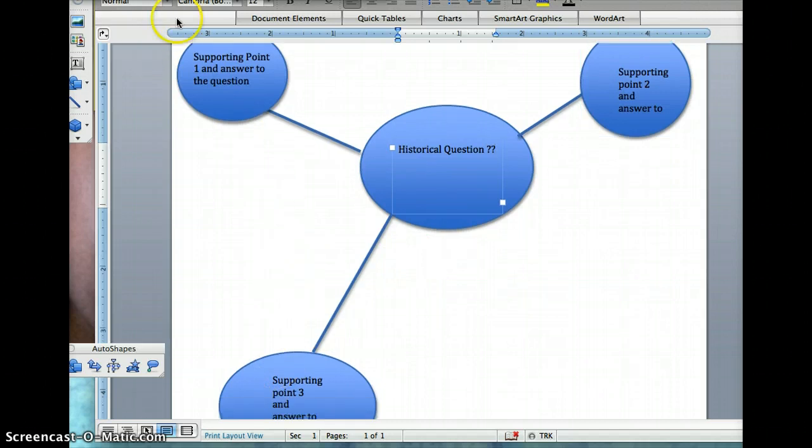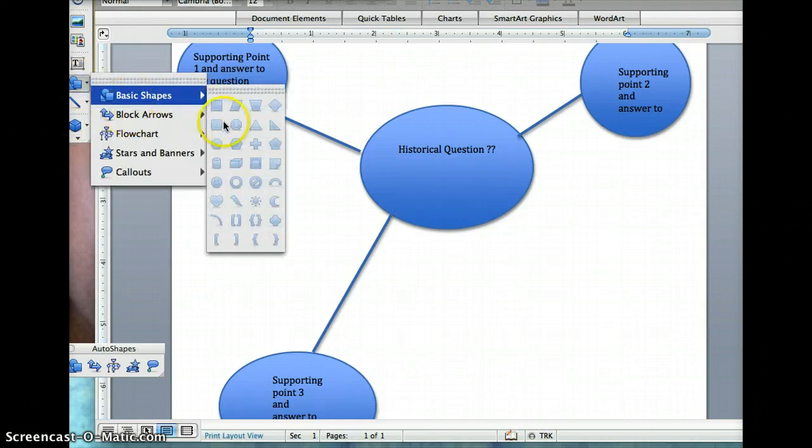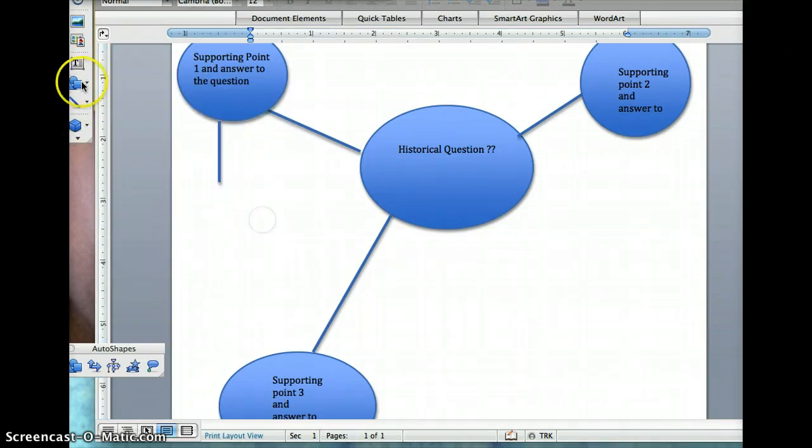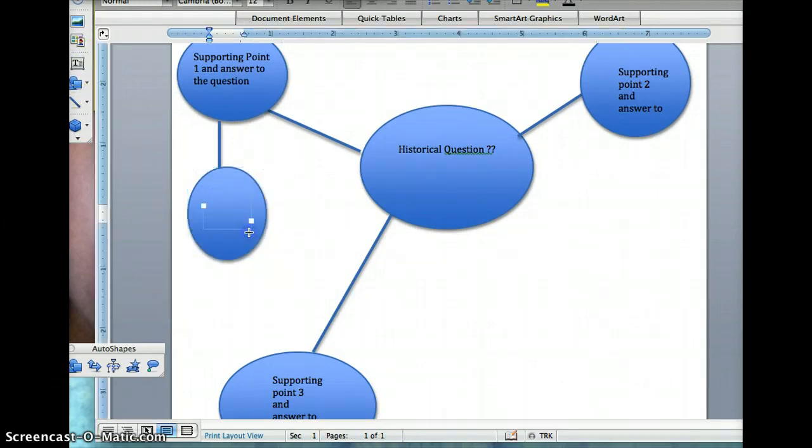And then you would take your handy dandy mind map and you would begin to put in that primary source evidence here. Why is that not drawing for me? Basic shapes. You would put in your primary source evidence right here on your mind map. So primary evidence. And there you would put your primary evidence which would support that thing.